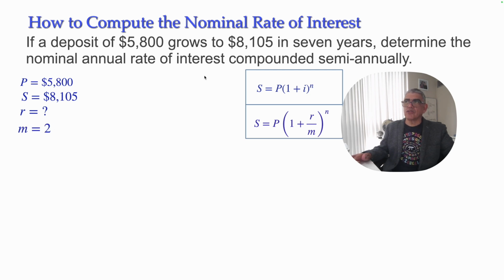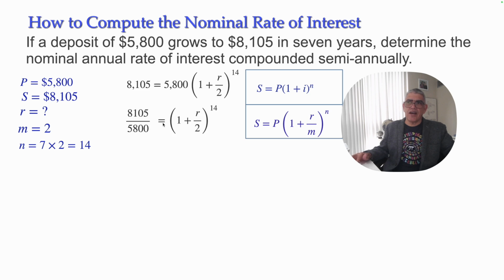We know m equals 2, and we know that n, the number in the exponent here, will be the time times 2. So it will be 14 compounded periods, 7 years times 2. Make a substitution in the equation, and this is the number that you're going to have. You don't need to type the dollar signs because they will cancel. So if you divide by 5,800, this is what you obtain.